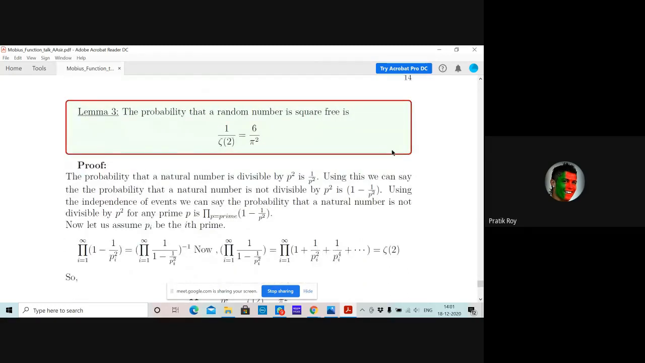So how can you prove that? We have already proved that the probability that a random number is divisible by p square is 1 by p square. So what is the probability that a given random number is not divisible by p square? That is the complement of that event, that is 1 minus 1 by p square.